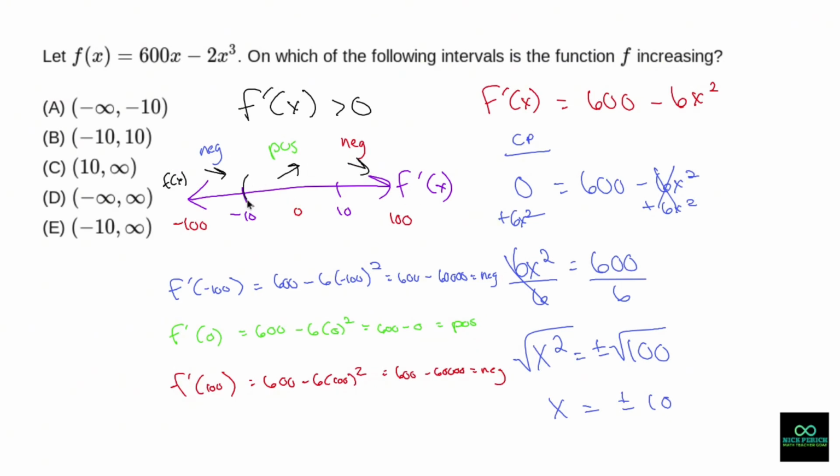So the only spot where it is increasing is where the derivative is positive, and that happens between negative 10 and positive 10, not including those numbers, because including those numbers would be saying the slope is 0, which means it's neither increasing nor decreasing. So the answer to this is a lovely old B. So fun stuff. Hope this helps.